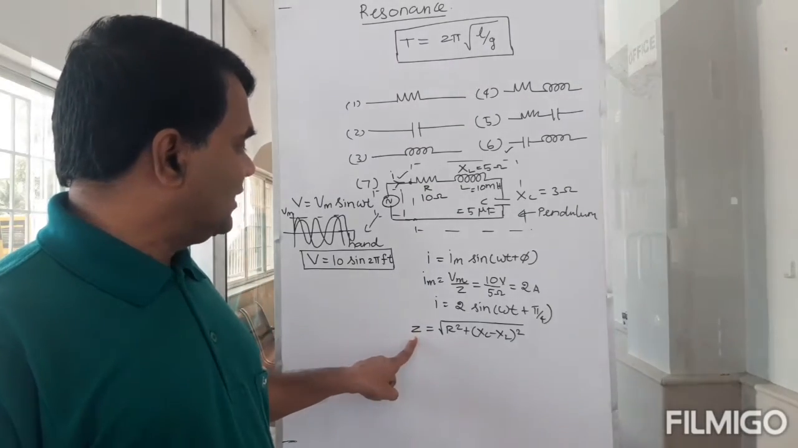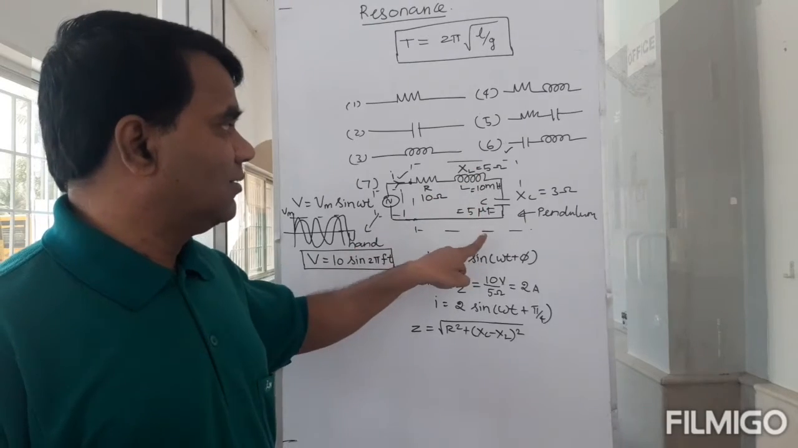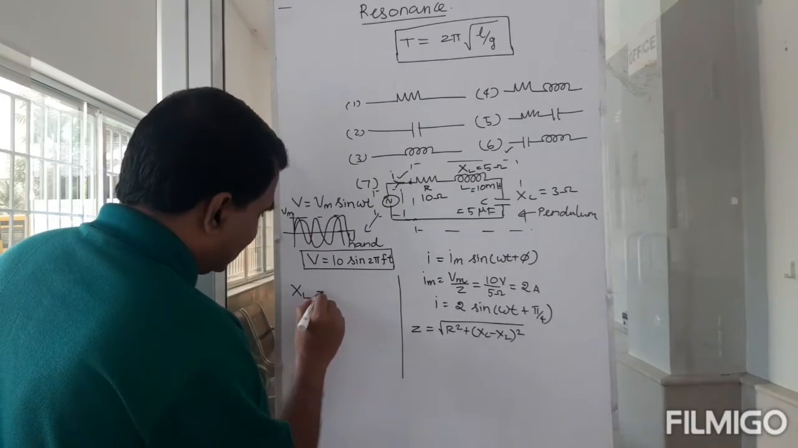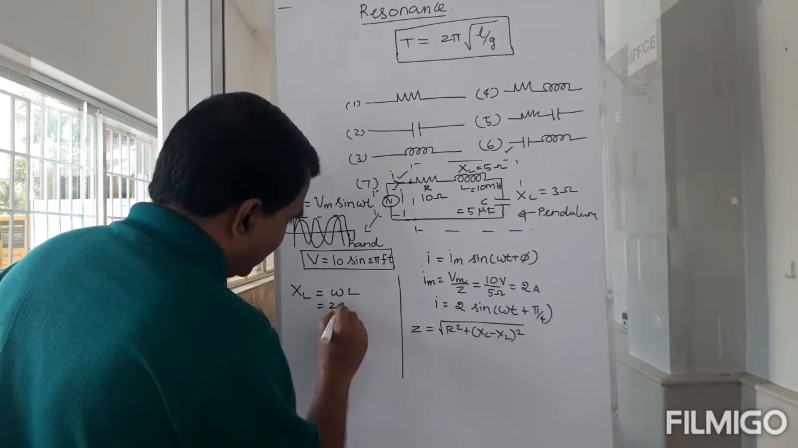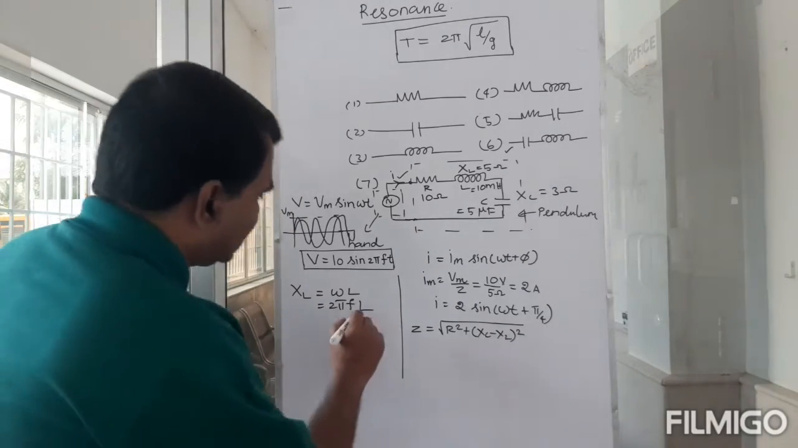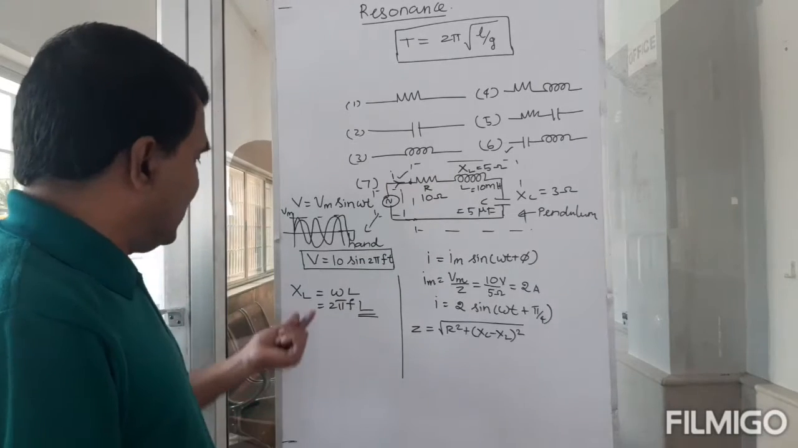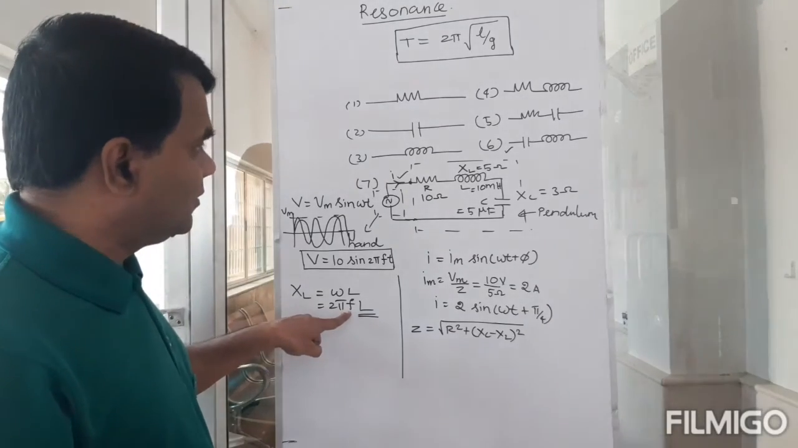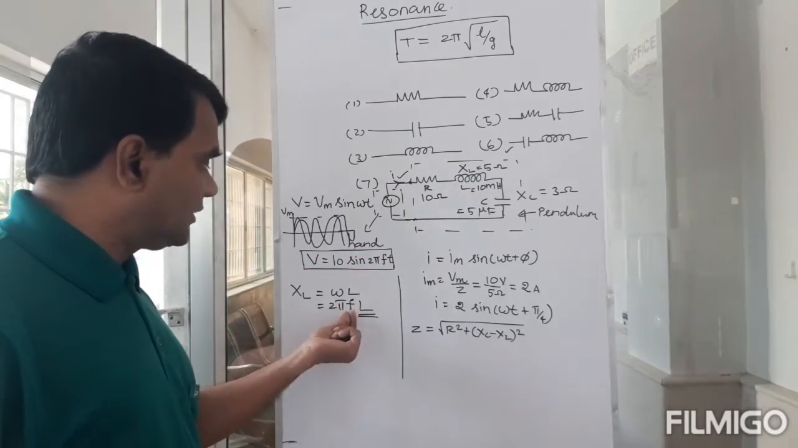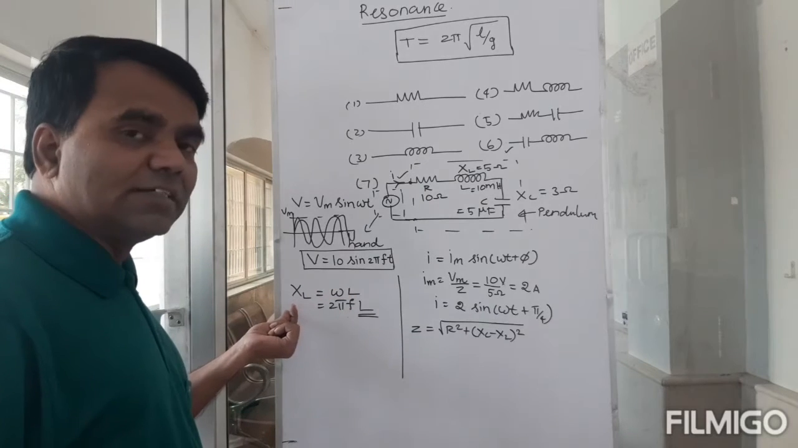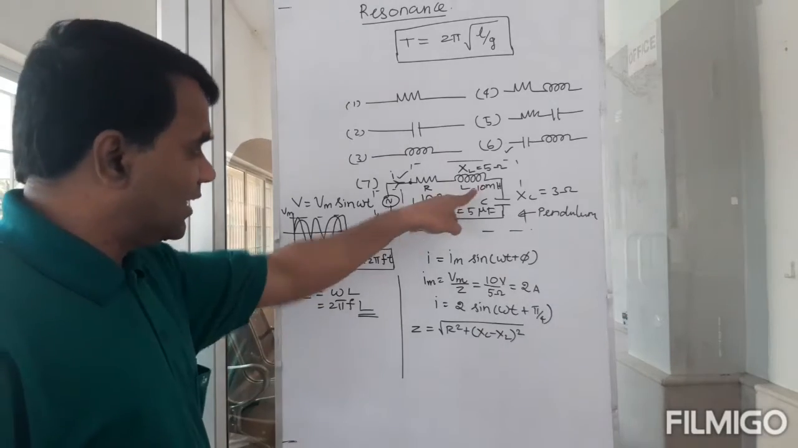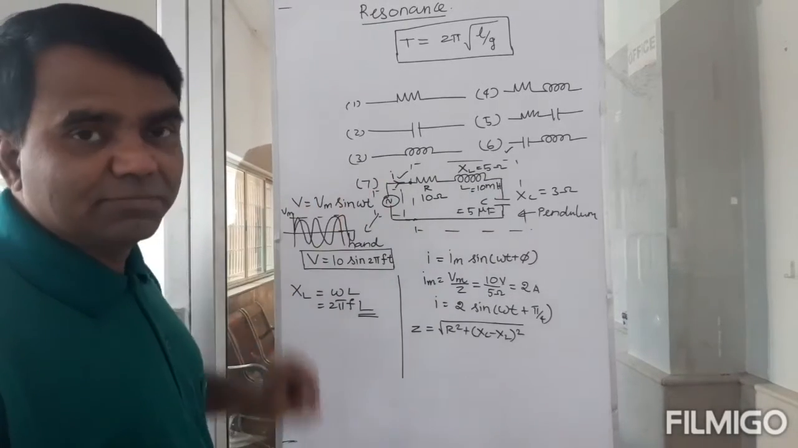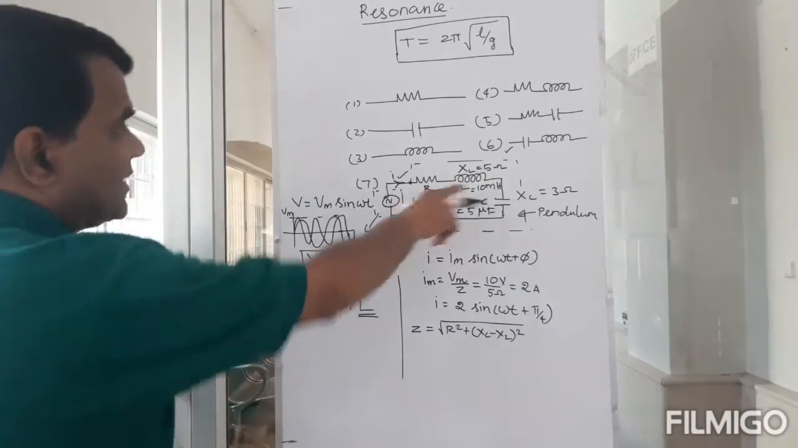Why? Because Z is not dependent on L. It depends on XL and XC. But what is XL? XL is omega L, which is equal to 2 pi F L. So for the same inductance, I can have different XLs if I can change the frequency. I can keep this as 10 millihenries, but if it is 50 Hertz, I will have one XL. If it is 100 Hertz, I will have a different XL. If it is 1000 Hertz, I will have another XL. But my L will be the same. So the system can remain the same, but XL can be changed by varying the frequency of the driving voltage.